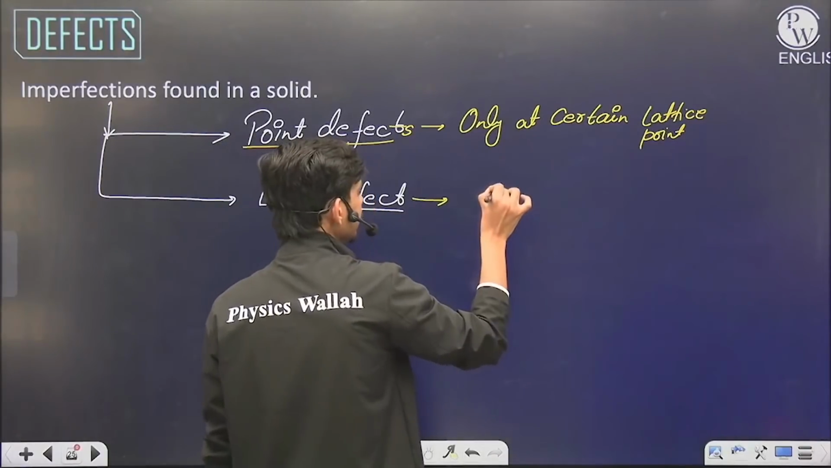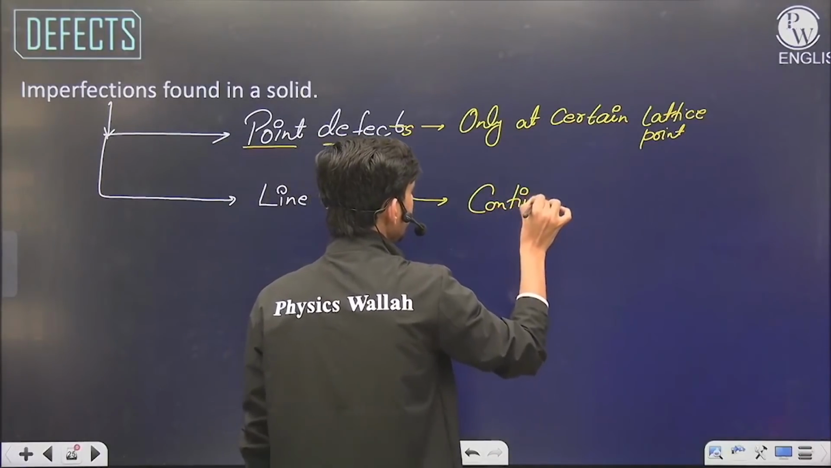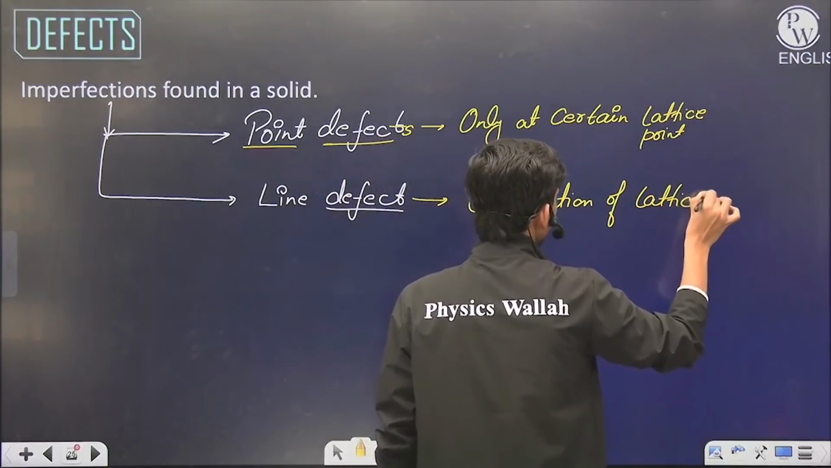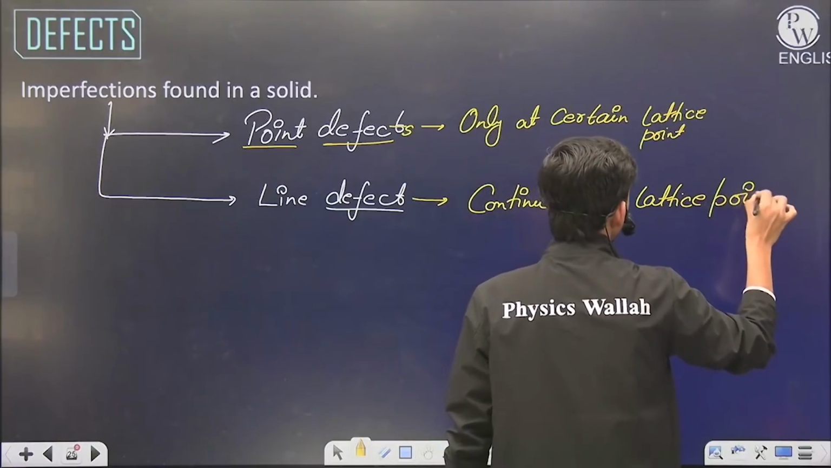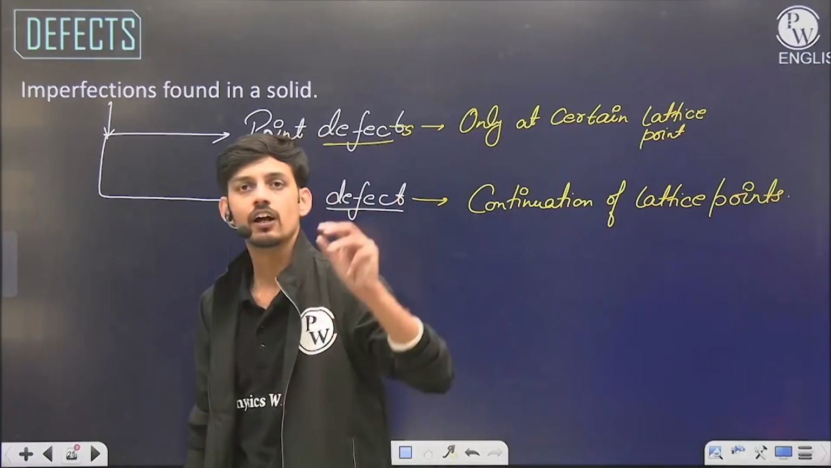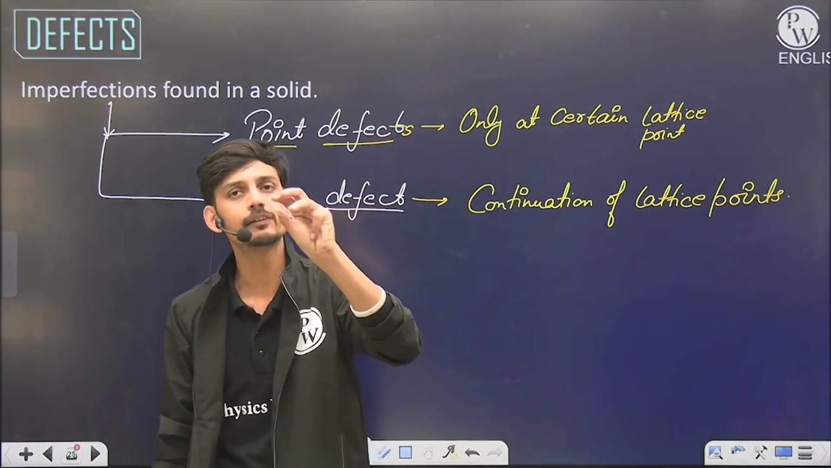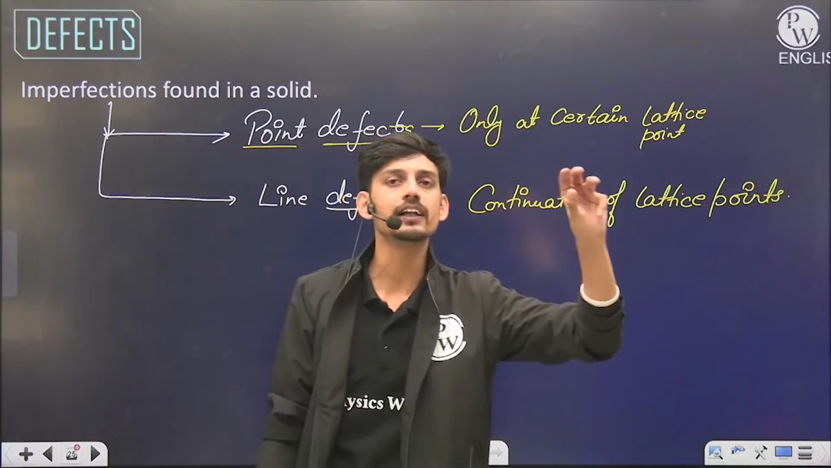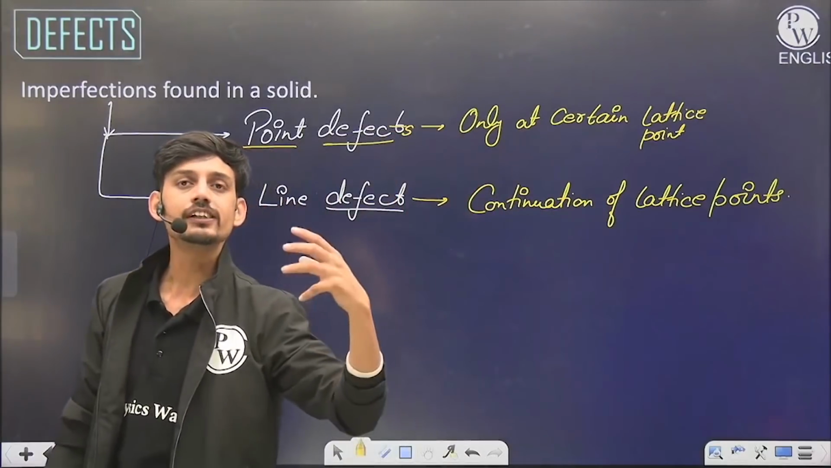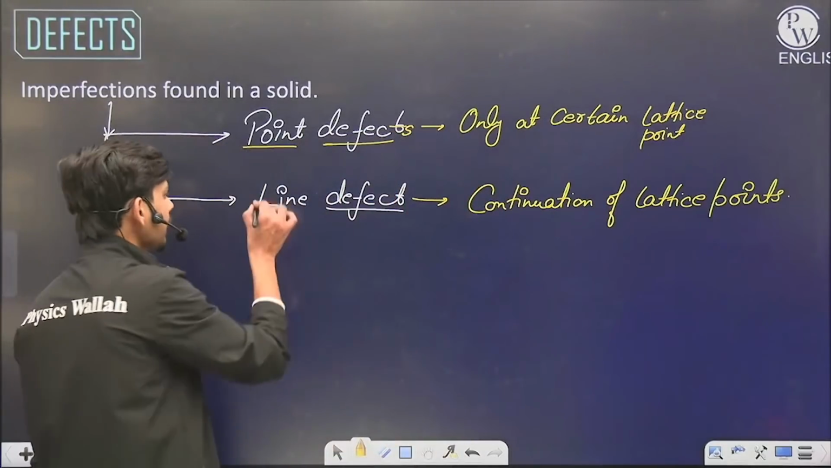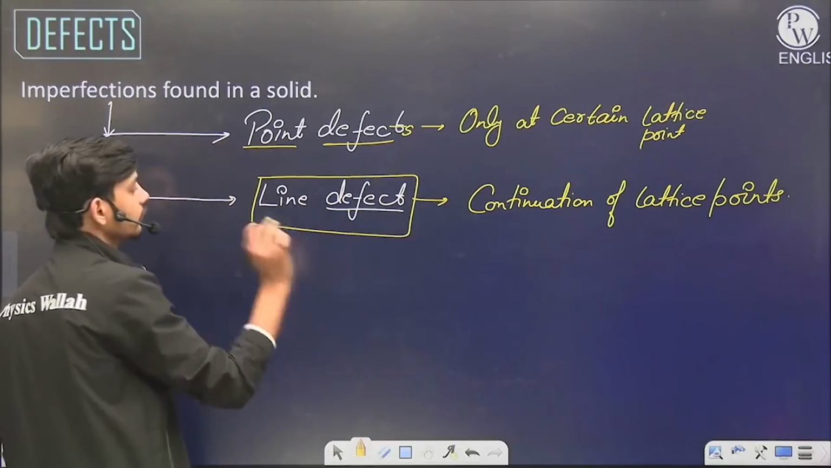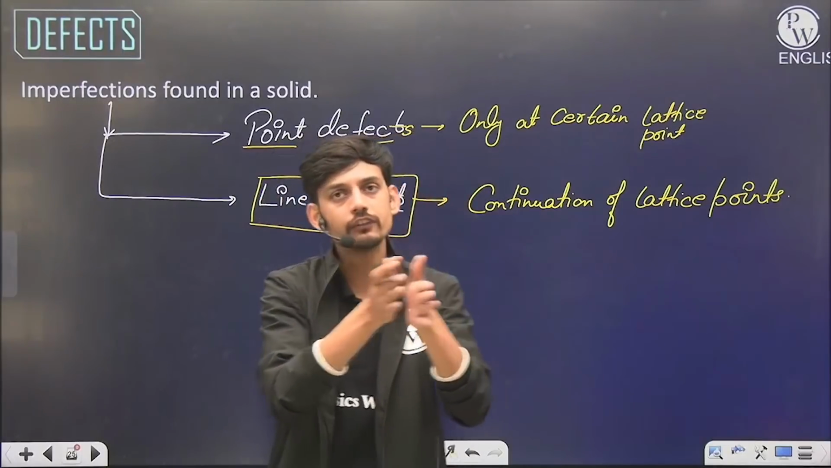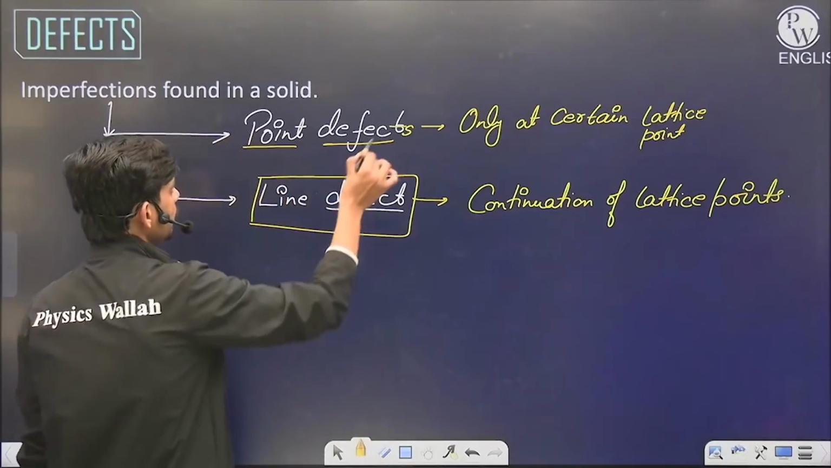And if defects are present in continuation of lattice points, that means 2, 3, 4, 5, 6 or so on continuous lattice points are facing the defect, from this lattice point, this lattice point, this lattice point, the defect continuing throughout several lattice points in a row or in a column, then those defects are called line defects. These are more dangerous or more harmful for the structure of the solid, because these are quite concentrated defects, present in quite continuous lattice points. So mainly we study these point defects.